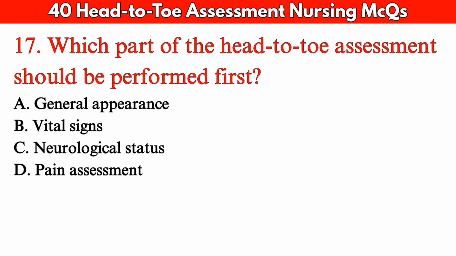Which part of the head-to-toe assessment should be performed first? A. General appearance, B. Vital signs, C. Neurological status, D. Pain assessment. Correct answer A. General appearance. Assessment always begins with the general survey, which includes observing the patient's appearance, posture, level of distress, and hygiene. This observation starts immediately upon seeing the patient. Vital signs, neurological checks, and pain assessment follow after the initial visual assessment.